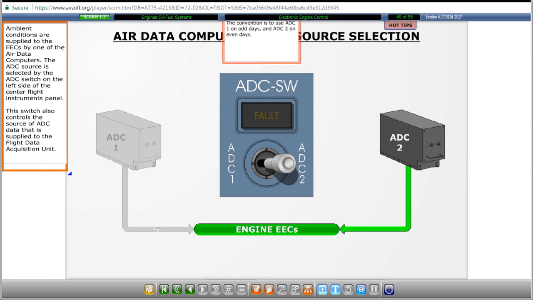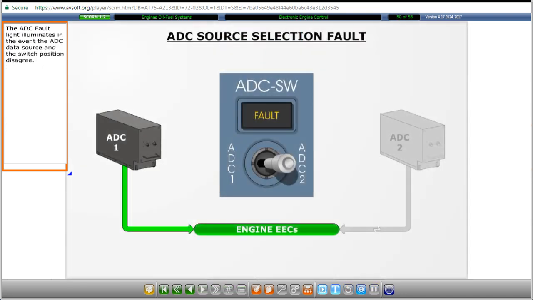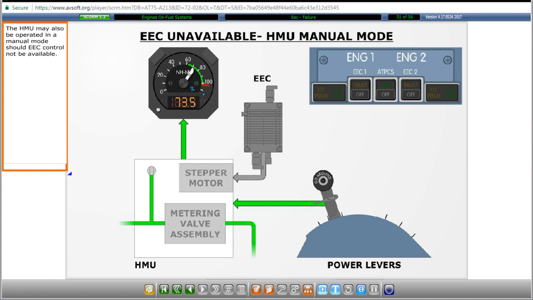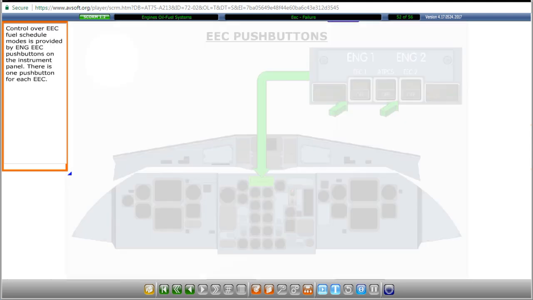Ambient conditions are supplied to the EECs by one of the air data computers. The ADC source is selected by the ADC switch on the left side of the center flight instruments panel. This switch also controls the source of ADC data that is supplied to the Flight Data Acquisition Unit. The ADC fault light illuminates in the event the ADC data source and the switch position disagree. The HMU may also be operated in a manual mode should EEC control not be available.